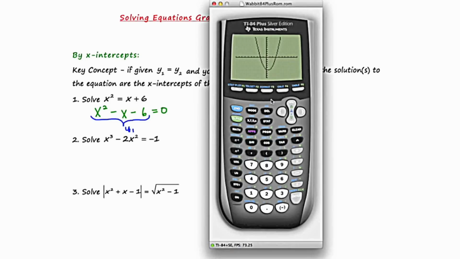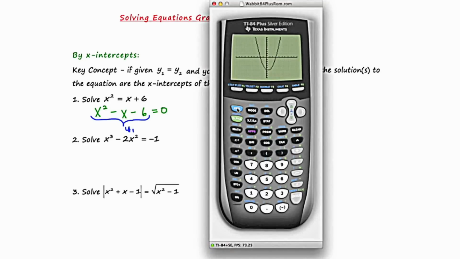And what I'm concerned about are the x-intercepts. This is where the graph crosses the x-axis. And there are two places where this happens. One of the x-intercepts appears negative and the other appears positive. And there's a way to do this on the calculator, so you don't have to just make a guess.